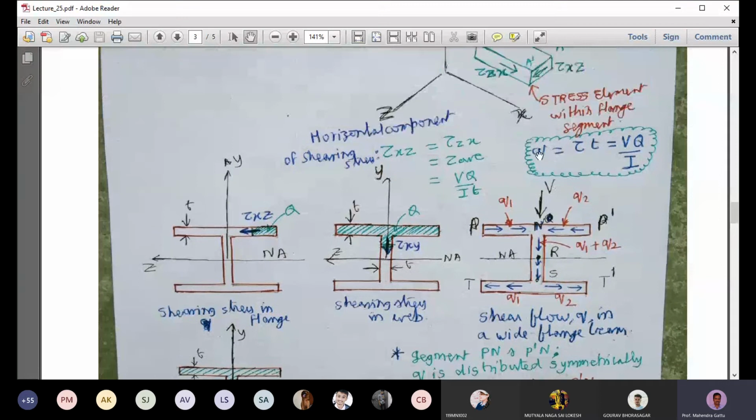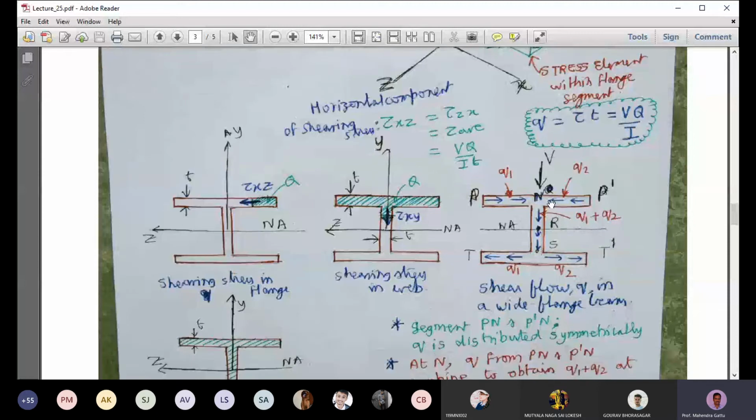We can calculate how the shear flow is varying. Why is it called flow? We'll discuss that also. What we are doing is tracking what happens to tau t, so what happens to VQ by I as you move from P to N or P prime to N. V and I are constants, but the Q value will keep changing.